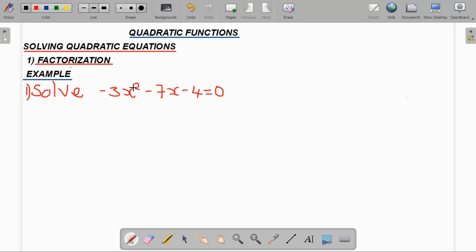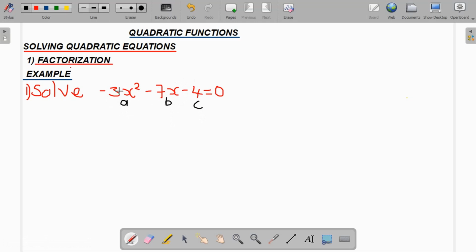The one which has x squared, we are going to name it a. That is our a term. The one without the square, which has x to the power 1, that is our b. And the one which has no x, it's just a constant, that is our c. So these are the terms that we have.